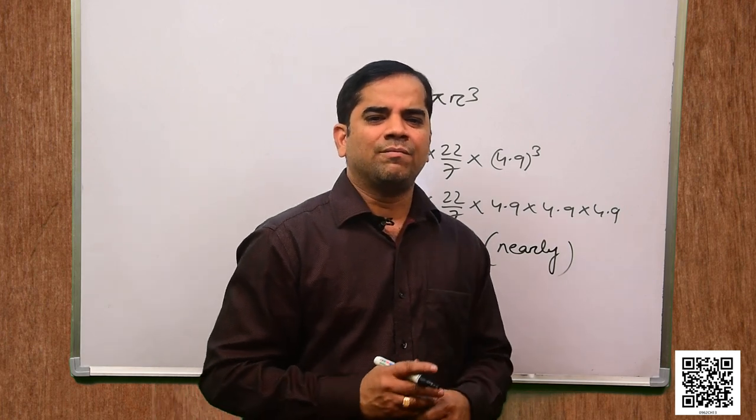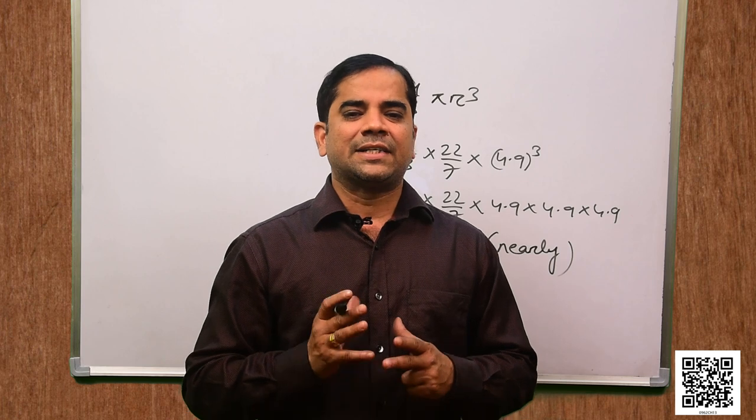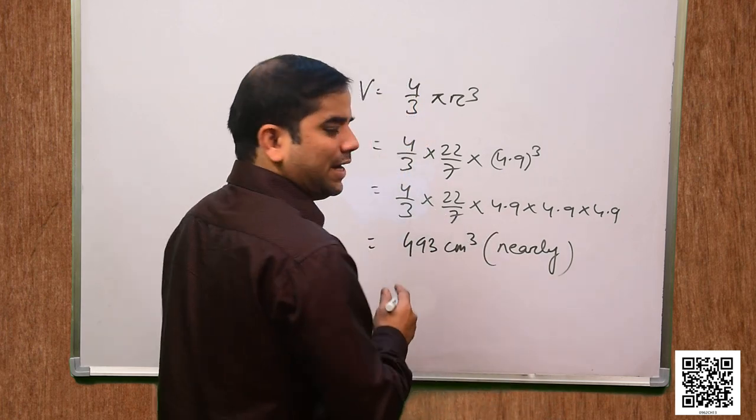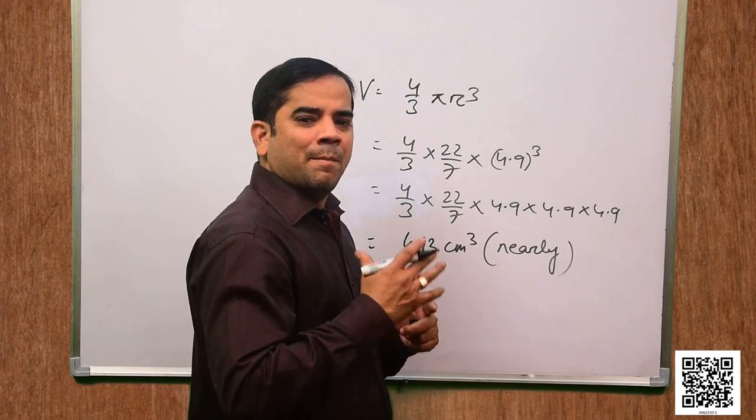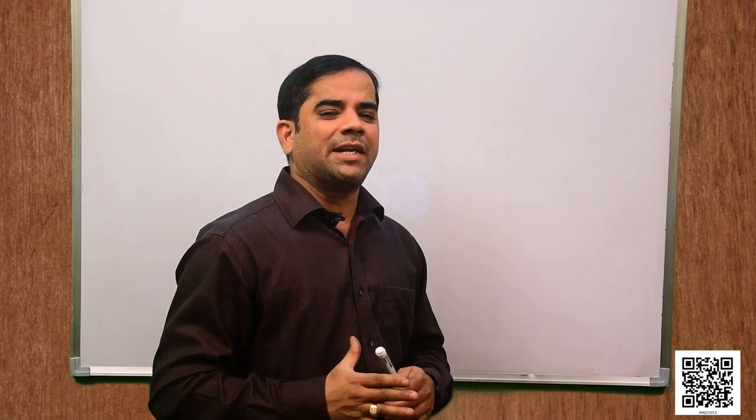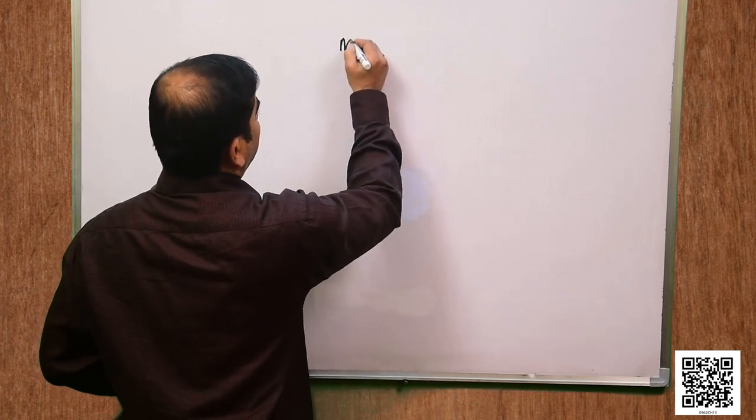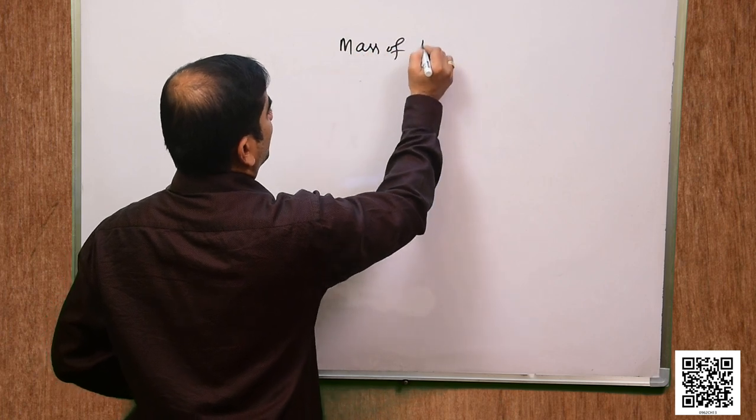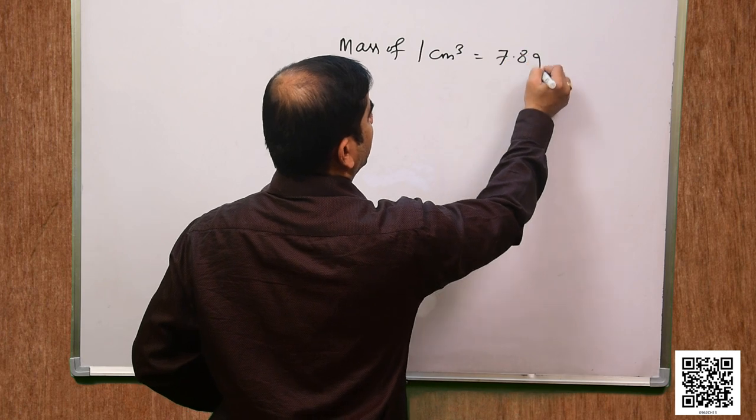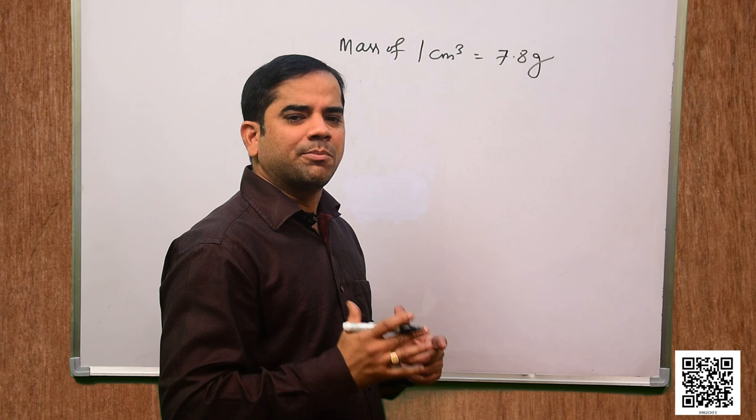Okay. Now, mass of 1 centimeter cube of metal is 7.8 gram. It is given. So, let us find the mass of the shot put. Mass of 1 centimeter cube is equal to 7.8 gram. Fine. So, what should be the mass of the shot put?